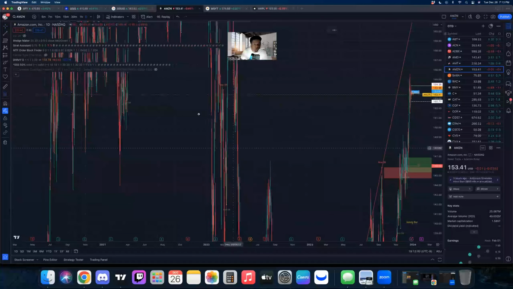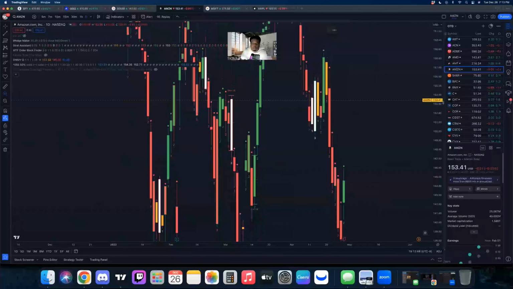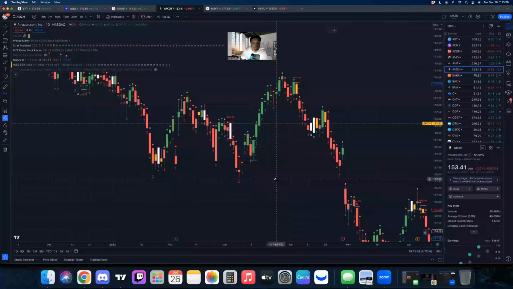Still a little magnifying glass right here. Let's see if we got any support and resistance. It's interesting because I see like support down here at 133-ish.